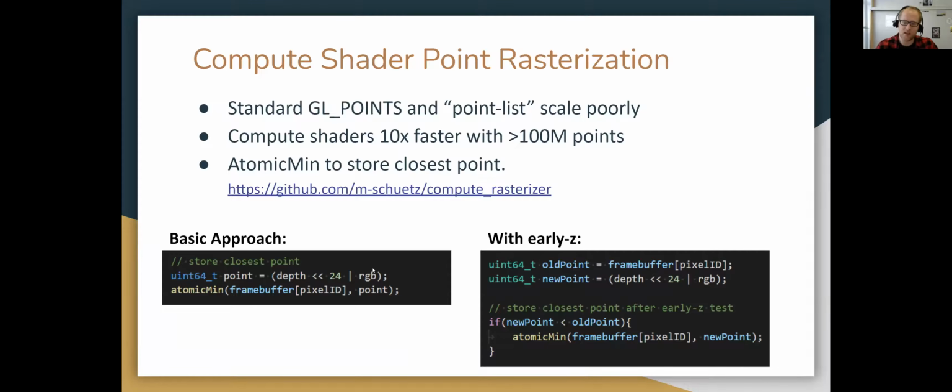What you can also do is you can extend this with some further performance improvements. For example, you can easily add some kind of early-out test where you first load a previously stored point, and then you compute a new point, and then check if the new point is closer than the old point. If it's not, we don't need to do any atomic min operation here, which are more expensive than simply loading this old point value.